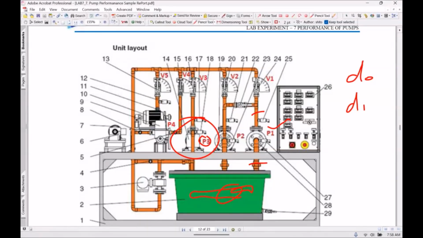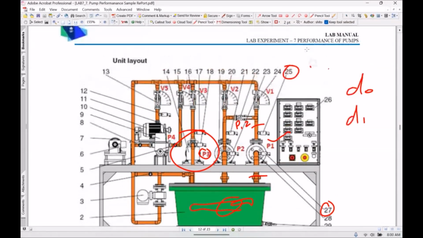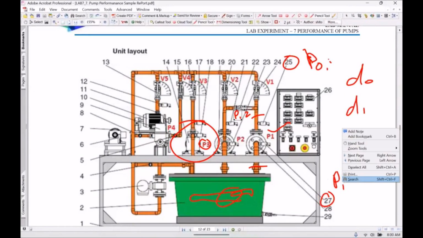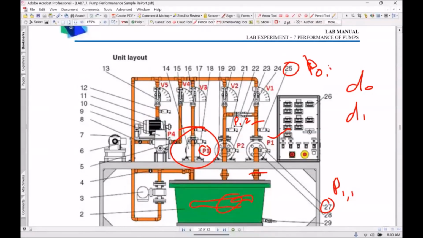Then 27 is the pressure sensor, 25 is the pressure sensor at outlet, and we can measure PO, P for pressure, small p, O for outlet, for pump number 1, and this is PO for pump number 2. And here this is the inlet pressure sensor, and we can measure PI for pump 1. So this is the observation, and we need the properties of the water. We can take it from the table.